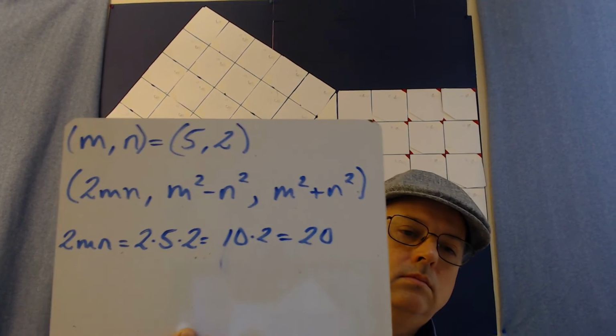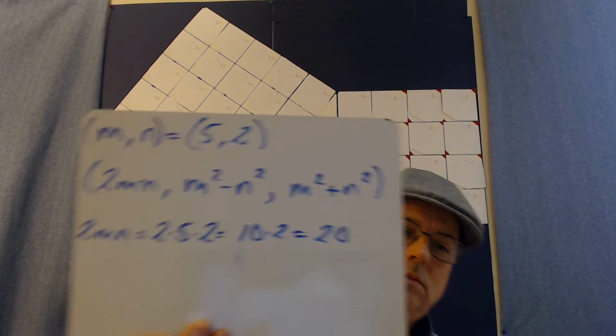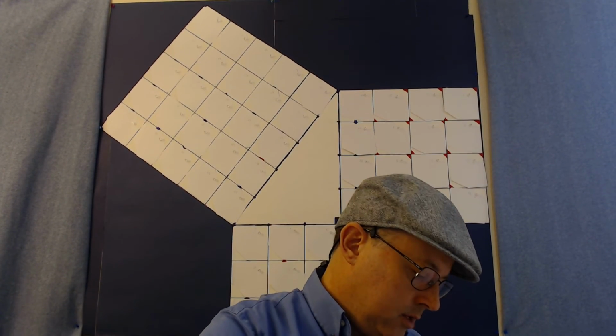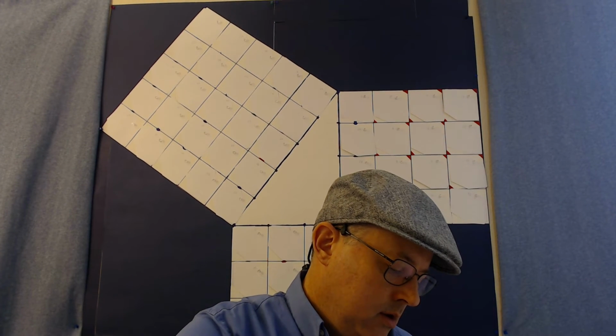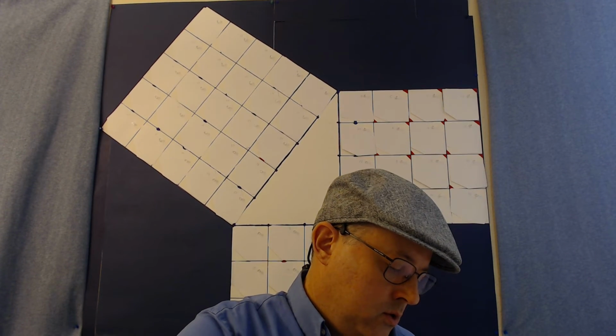And then let's do the next portion of the formula that generates Pythagorean triples here. And that's the m squared minus n squared. And so we're going to take 5 squared minus 2 squared. And that's 25 minus 4. And that gives us 21.